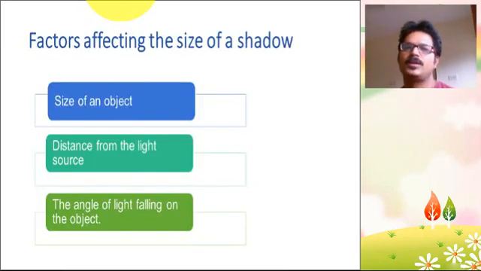Yes, I think you got some of the factors affecting the size or shape of a shadow. A few are listed here. One is the size of the object. Of course, a taller object and a shorter object will form differently shaped shadows. The second one is the distance from the light source. Obviously, whether the light source is near to the object or far from the object, there is a difference in the size of the shadow. We'll get to know this in a few moments.